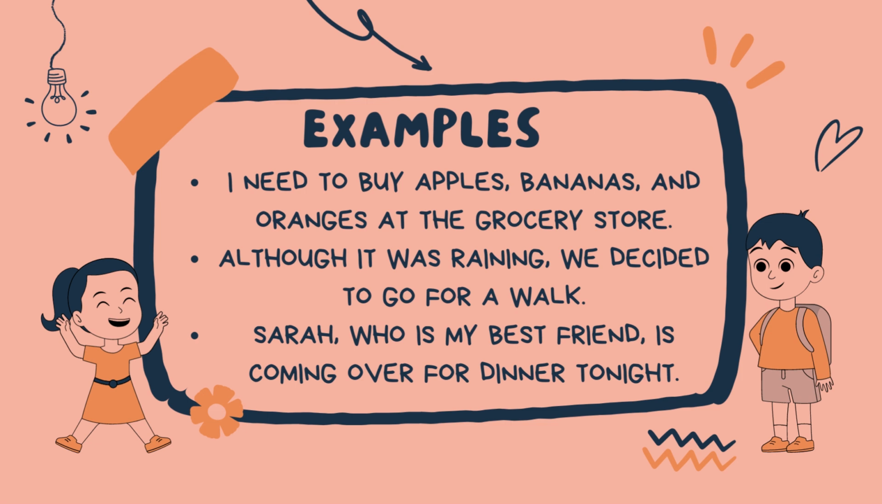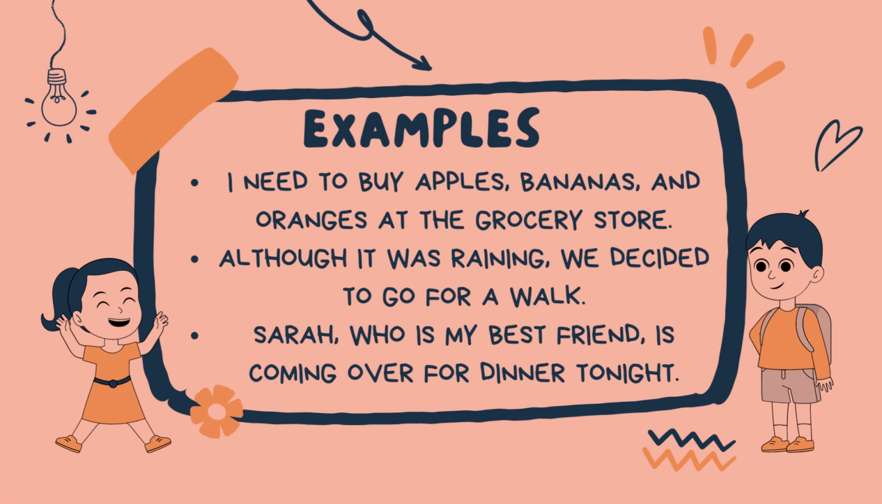All right, there's another example here. Although it was raining, we decided to go for a walk. Now, the comma here separates the dependent clause or subordinate clause. This is an adverbial clause here, and the comma is separating.